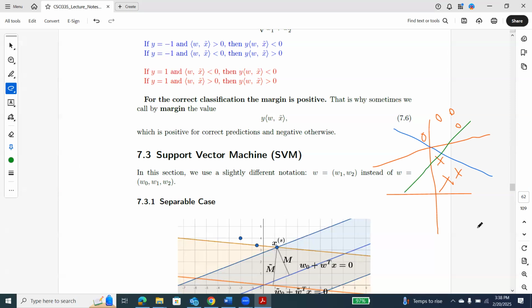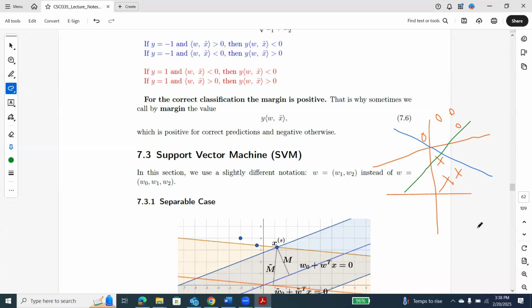Yeah, so I also would choose this red or orange line because the green line goes very close to one class. This red line has kind of equal distance between both classes. So this is the idea of the support vector machine.